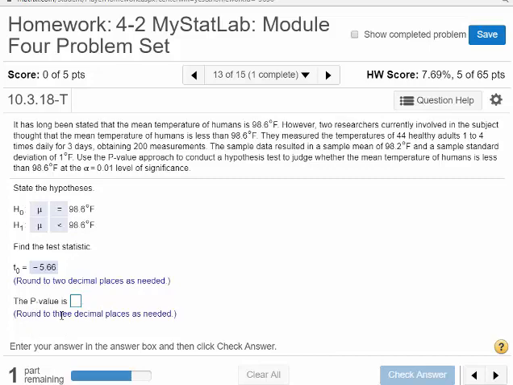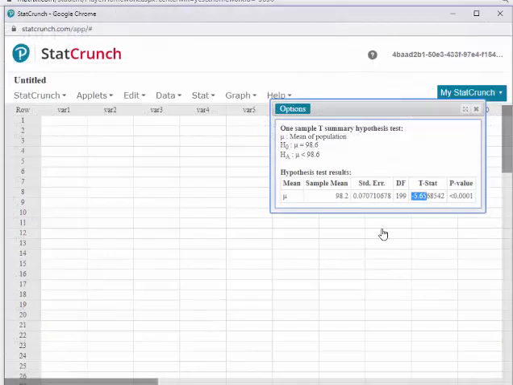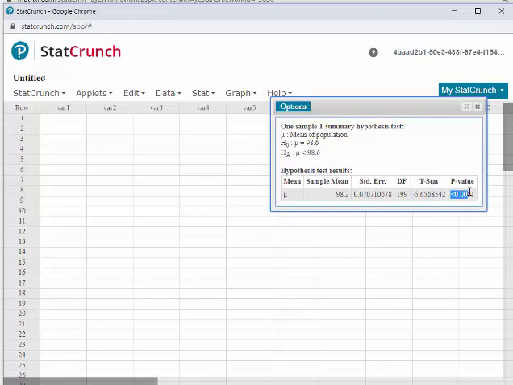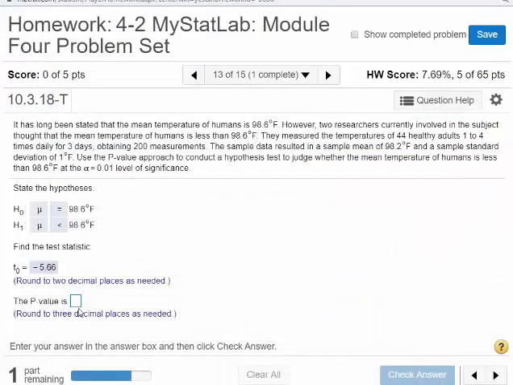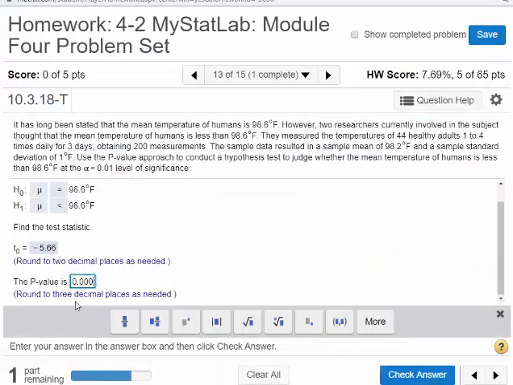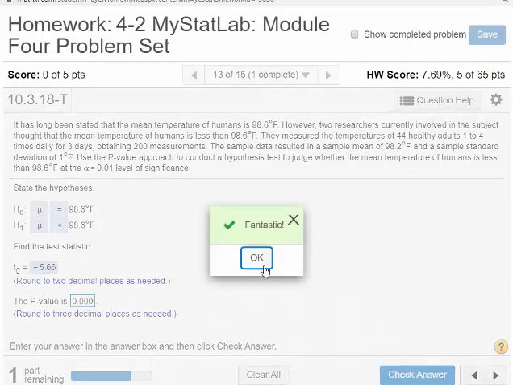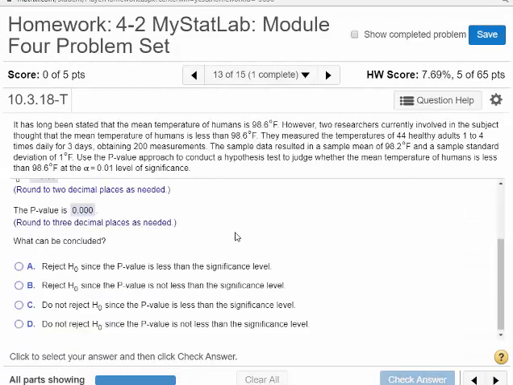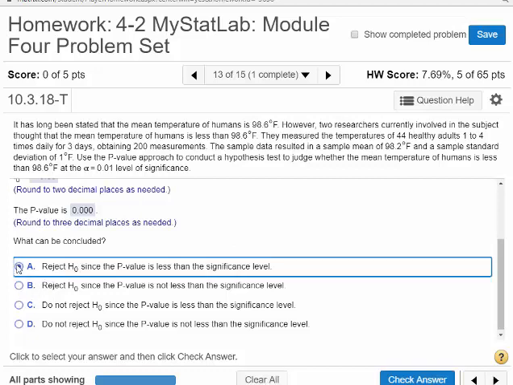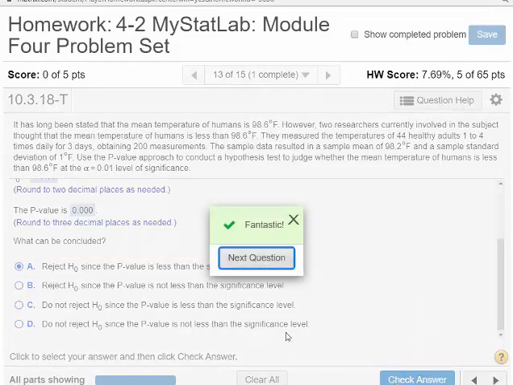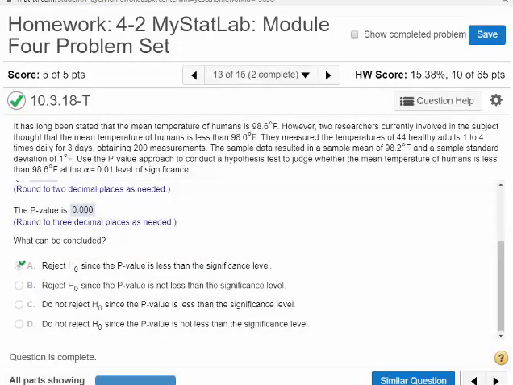What is the p-value? Round to 3 decimal places as needed. To 3 decimal places, it's going to be 0.000. So it's very, very small, basically 0. What do you conclude with such a small p-value? Well, obviously the p-value is less than alpha, so we're going to reject H sub 0 since the p-value is less than the level of significance. And we got it. All right, class, I hope that helps.